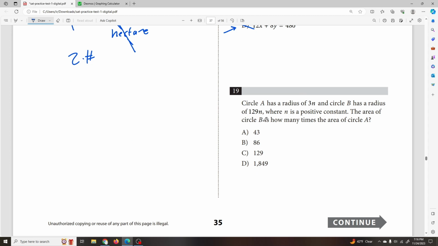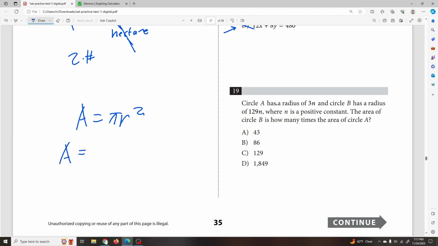So moving on to number 19, it says circle A has a radius of 3n, circle B has a radius of 129n, where n is a positive constant. The area of circle B is how many times greater than the area of circle A? So what's the area of the circle? A is equal to pi r squared. Sorry, what's the area of circle A?